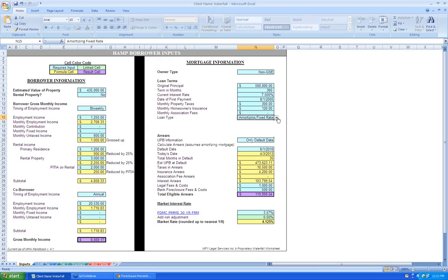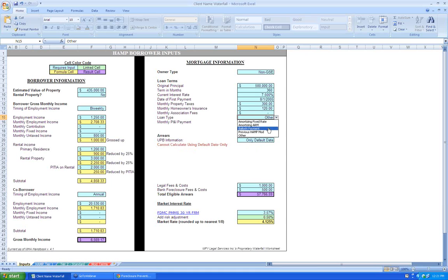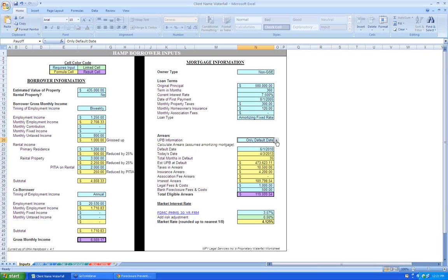So if it's an amortizing fixed rate, it's very straightforward. If it's an amortizing ARM, it can figure it out based on the amount of principal and interest payments. Ditto for balloon payments. Ditto for previous HAMP modifications. What it cannot do is other, which could be some bizarre financial product that we don't really need to get into. But then you'll just get a warning that it cannot calculate using only the default date. So let's give the sample borrowers back their amortizing fixed rate loan and their UPB at default.